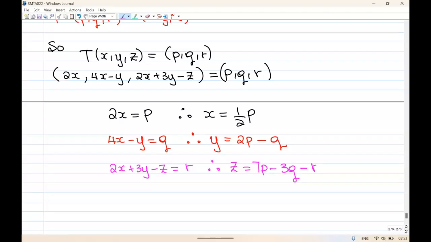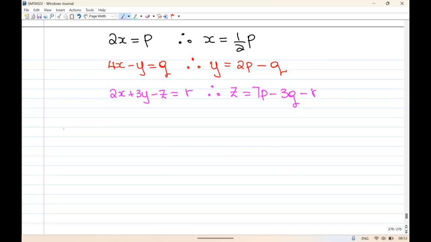Then from here, what I want to do, let's go back now. You and me, we agreed that T inverse of p, q, r is equal to x, y, z. Can I get yes from you? Yes. But now we know what is x, we know what is y, we know what is z. Can we please start substituting? What is x?